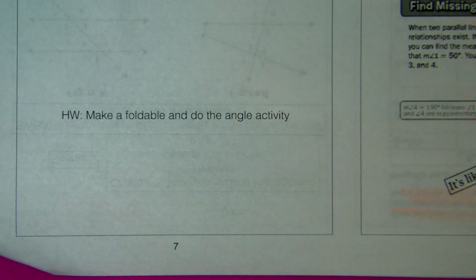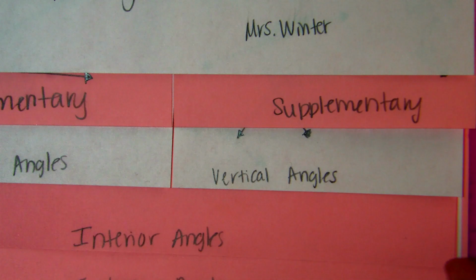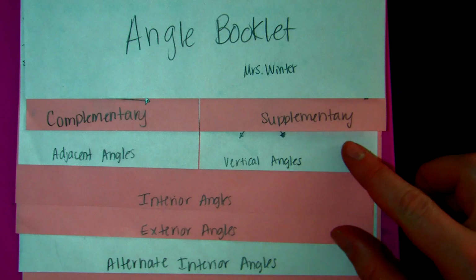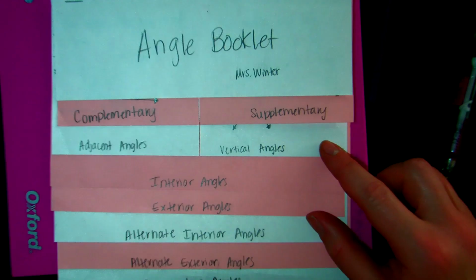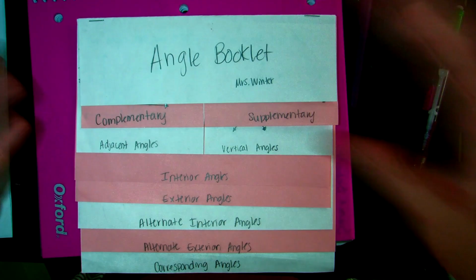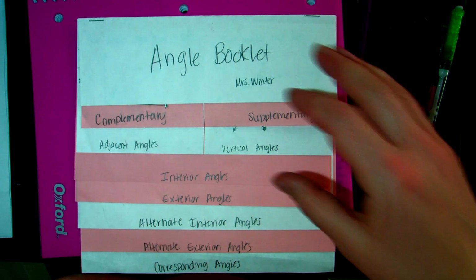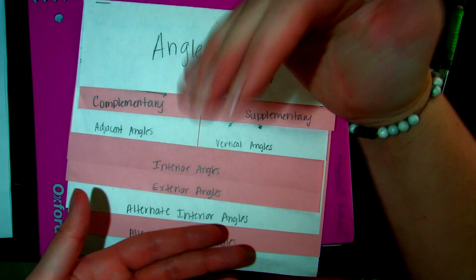So now in class, we're going to make a foldable and do an angle activity as your homework. And then we'll pick up again with day 2. So if you're watching this, you're going to want to make a foldable. You can do that at school or at home. But in your angle booklet, you're going to take 4 pieces of paper. We've done this before. You take 4 pieces of paper and you fold it so that you have little flaps.